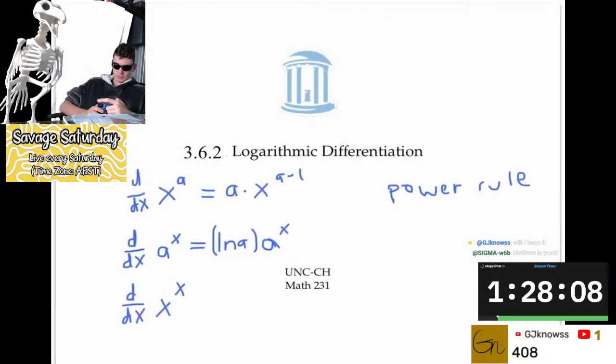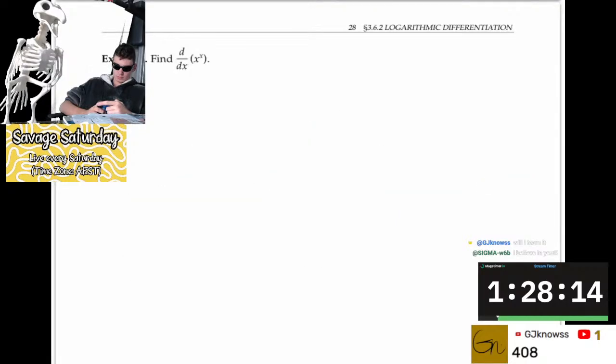How do we take the derivative of x to the x? To differentiate functions like this, we'll need to use the technique of logarithmic differentiation. To find the derivative of x to the x, I'm going to set y equal to x to the x. Now we want to find dy/dx. Since we don't know how to compute dy/dx directly, let's take the natural log of both sides.